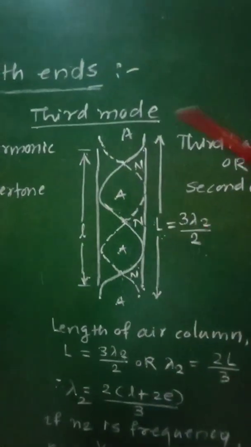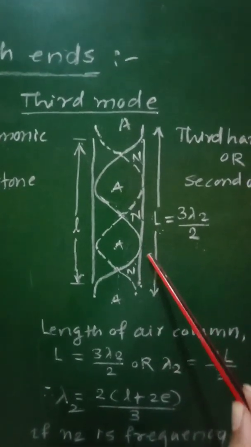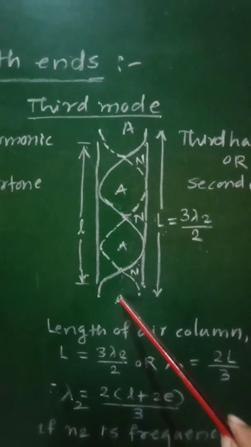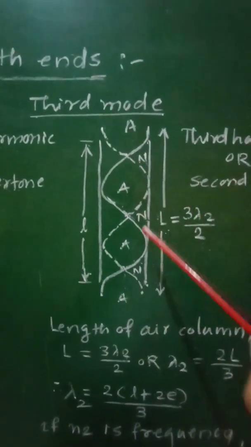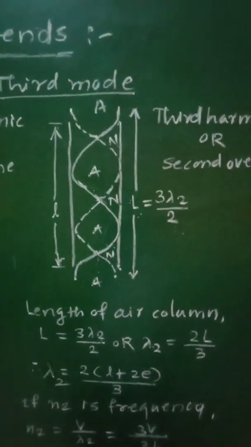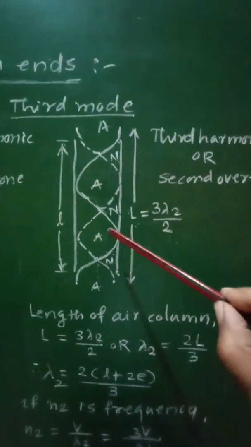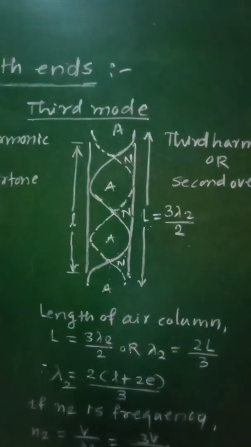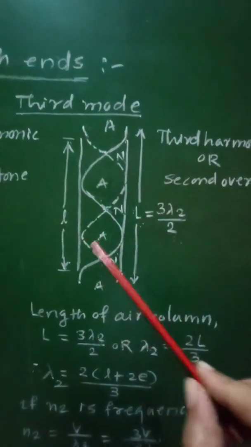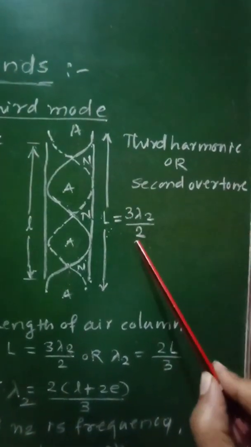Now let us consider the third mode. In the third mode of vibration of air column in a pipe open at both ends, 4 antinodes and 3 nodes will be formed. If lambda 2 represents the wavelength of this wave, then the length of the air column L will be equal to 3 lambda 2 upon 2.